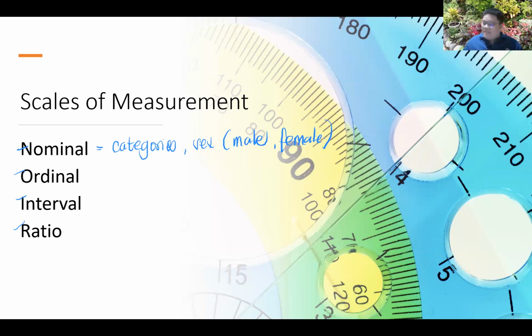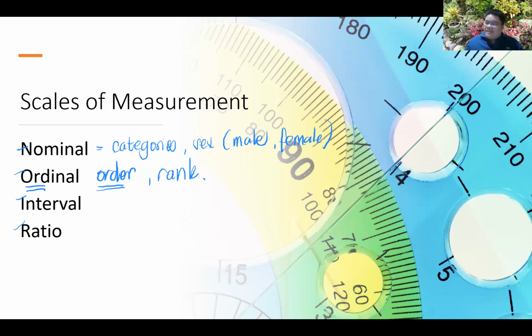Pag sinabi naman nating ordinal class, as in ordinal, may order po siya. Ibig sabihin, class, we know the rank. First honor, second honor, third honor, eldest child, middle child, youngest child. Those are all considered to be ordinal data.